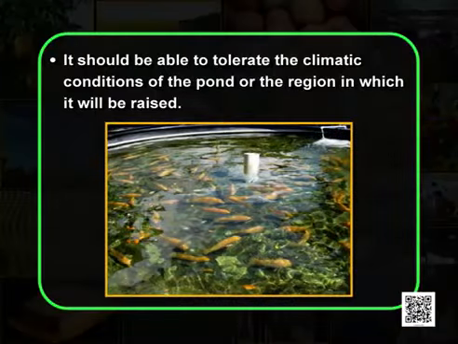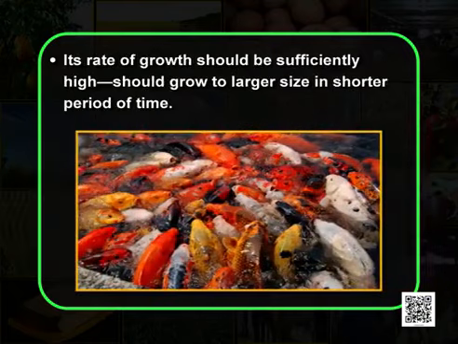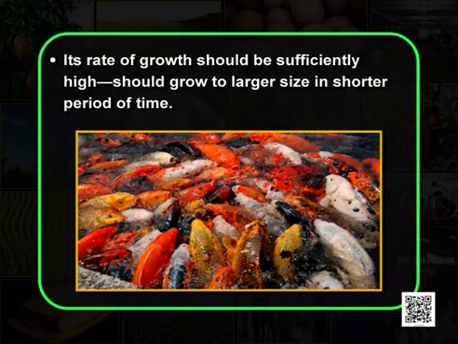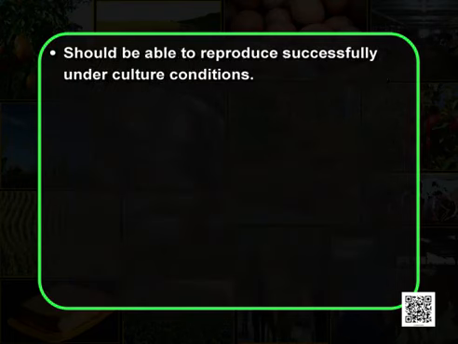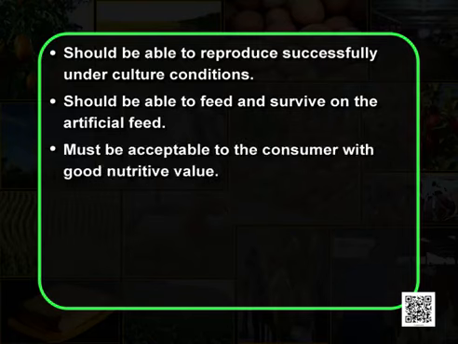Now, before starting the fish culture, it is necessary for us to know the essential qualities of a fish that can be cultured. So, the essential qualities of the fish that is to be cultured are: it should be able to tolerate the climatic conditions of the pond or the region in which it will be raised. Its rate of growth should be sufficiently high, should grow to large size in shorter period of time, should be able to reproduce successfully under culture conditions, should be able to feed and survive on the artificial feed, must be acceptable to the consumer with good nutritive value.